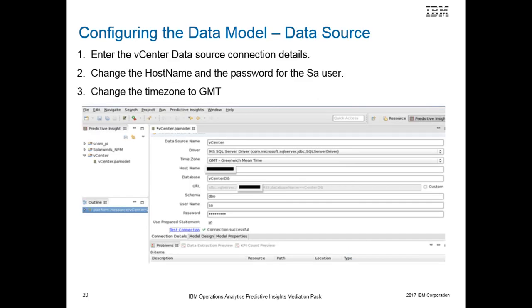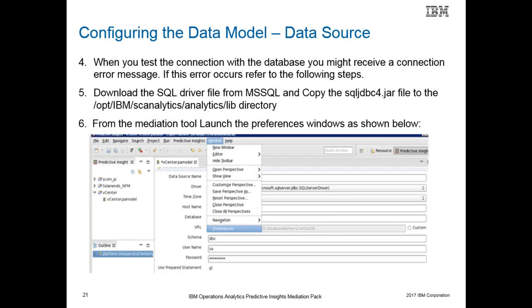We will now discuss how to configure the data source. You configure the data source by entering the data source connection details such as host name, the database name, and the database user and password. Click on the Test Connect to check if the database connection is successful. If you see a connection error message, make sure that you download the SQL driver file and copy the driver file to the library directory as shown in step 5.